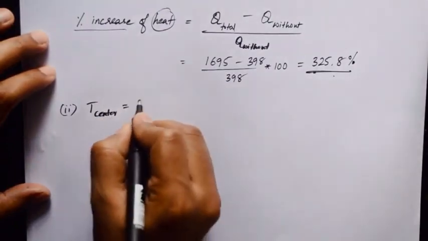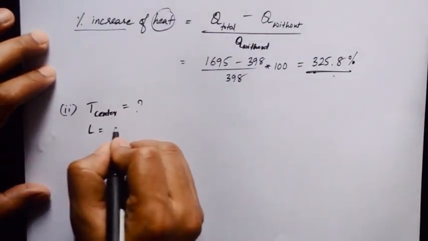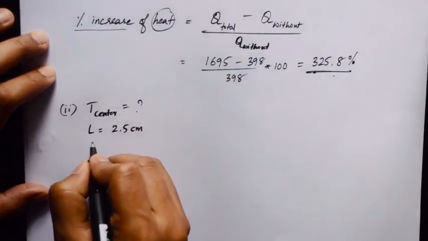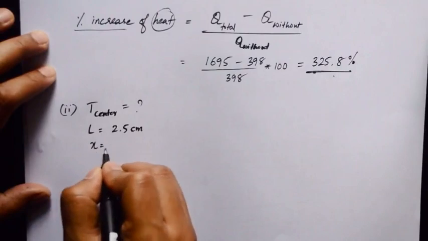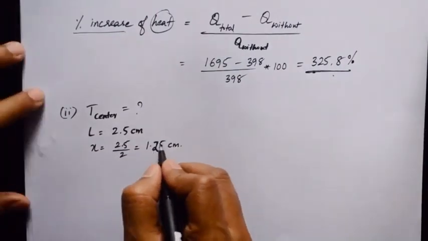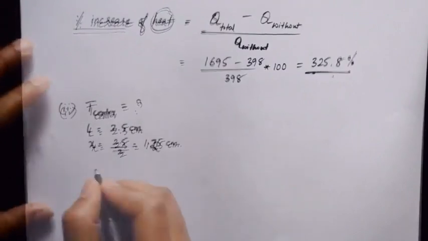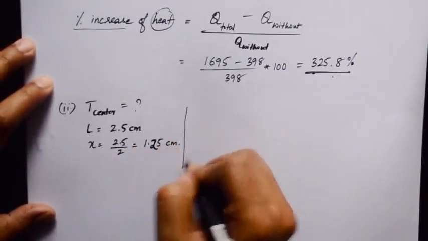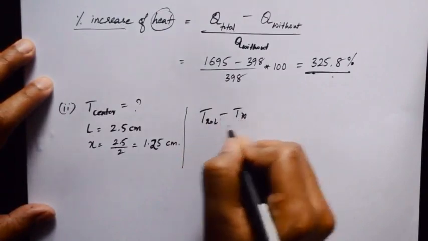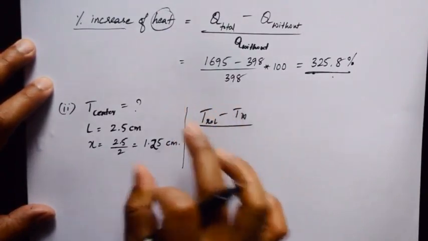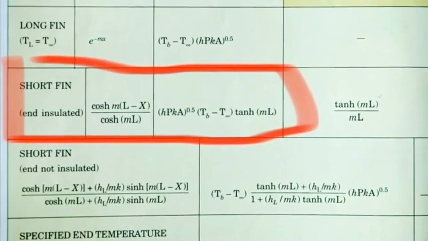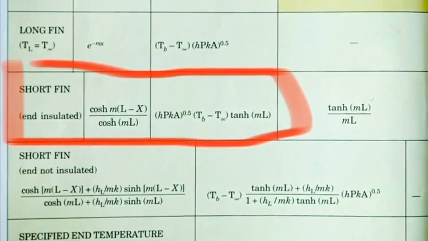Now the second sub question says you need to find out the temperature at the center of the fin, right? We know the length of the fin. So the length of fin is given as 2.5 centimeter. So half of this will be the center, meaning the value of x at center is going to be 2.5 by 2, which is 1.25 centimeter. Now to find the temperature at the center of the fin, we have the formula T at x minus T infinite. Remember we have three cases, and here we have assumed the fin to be end insulated. So we'll take the formula of temperature distribution for end insulated.